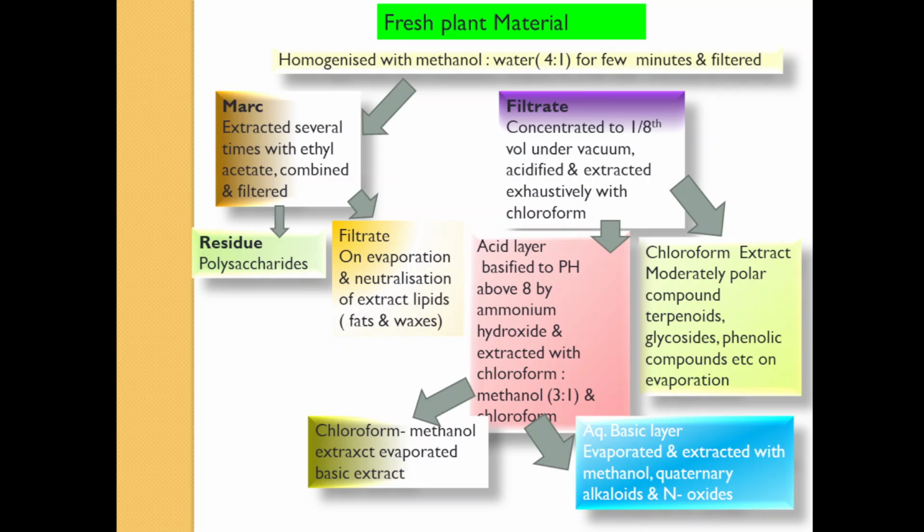So the acidic layer which is obtained is basified, and after basification it is again extracted with chloroform and methanol. After extraction with chloroform and methanol, the chloroform methanol extract is evaporated and you are getting a basic extract, and the other layer, that is the aqueous layer, is again extracted with methanol and it will give the quaternary alkaloidal compounds.